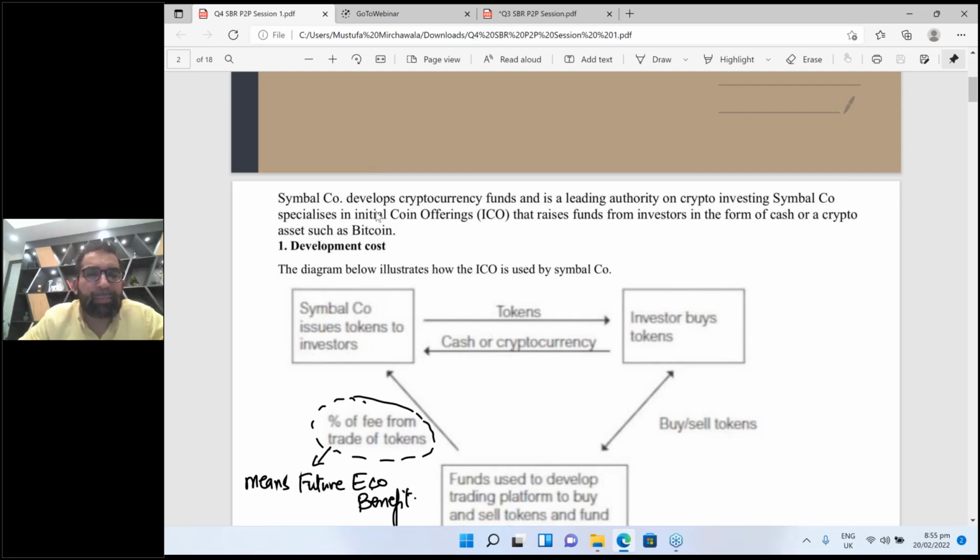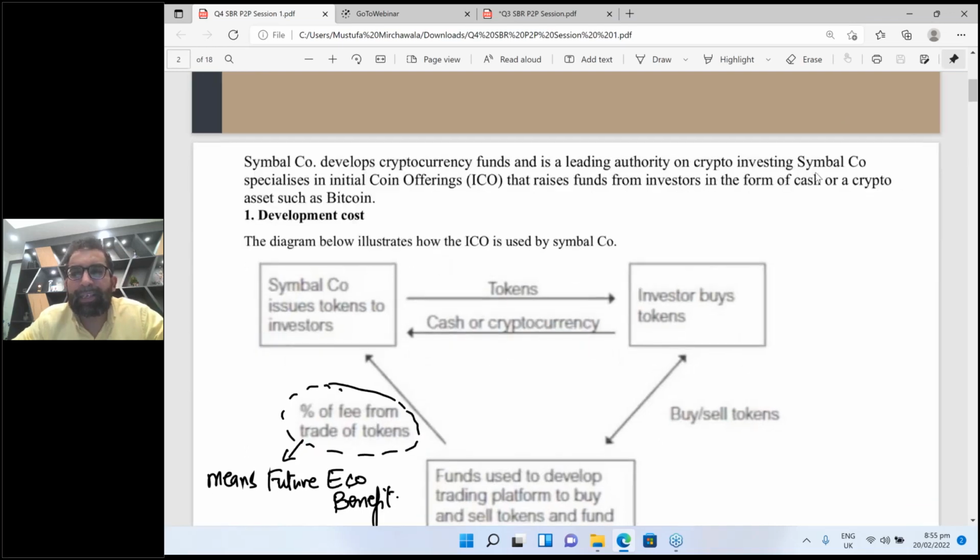So Symbol company develops cryptocurrency funds and is a leading authority on crypto investing. Symbol company specializes in initial coin offerings, ICO. So listen, we have studied IPO, and this is ICO, right? Now companies offer digital coins, and they take cash in return. This topic is like crowdfunding, a slight touch of crowdfunding.